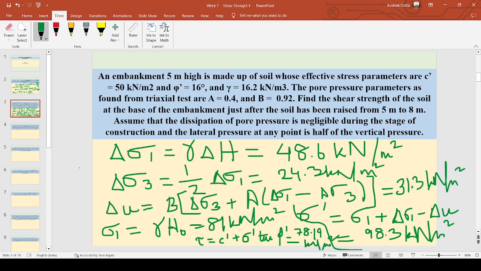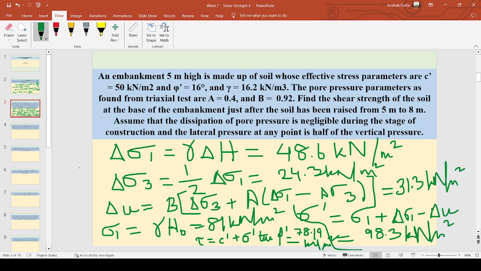Then, taking half of that value, we find the increment in the cell pressure, or horizontal stress, or lateral pressure. Now, in the formula B into del sigma 3 plus A into del sigma 1 minus sigma 3, we find the increment in the pore pressure. To the initial axial stress, we add the incremented axial stress and subtract the change in pore pressure, and we get the effective stress at the base of the embankment.